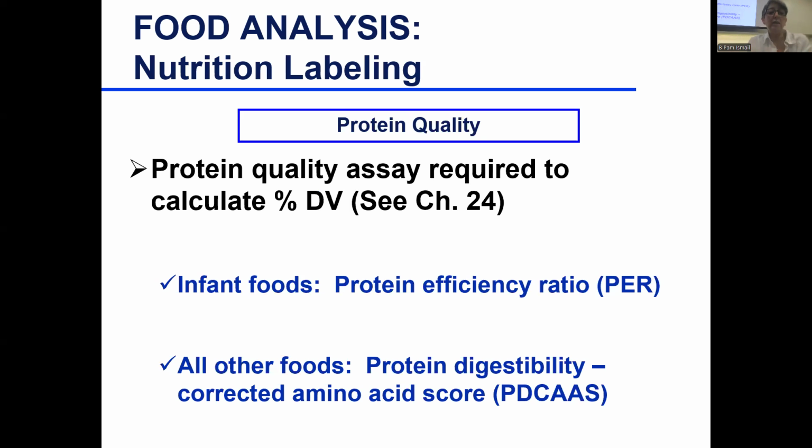Okay. All right, so protein quality assays are needed to determine percent daily value of protein. Quality assays mean you need to get the protein digestibility and amino acid score. So for most foods for anybody 1 year or older, we need to get this PDCAAS, protein digestibility corrected amino acid score, and it's 0 to 1. So the maximum is 1. And for infants, we can use the protein efficiency ratio, which is a rat study based on growth. Feed the protein to baby rats and measure their growth. Their growth is equivalent to the growth of baby humans.